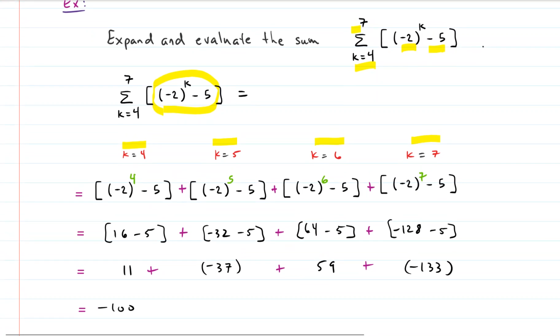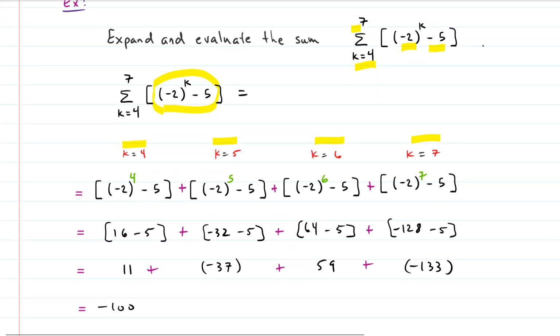Now we just do some algebra. Negative 2 to the 4 is 16. Minus 5 gives us 11. Negative 2 to the 5 is negative 32. Minus 5 gives us negative 37. And negative 2 to the 6th power is 64. Minus 5, which is 59. And then negative 2 to the 7th power is negative 128. Minus 5, which gives us a negative 133.